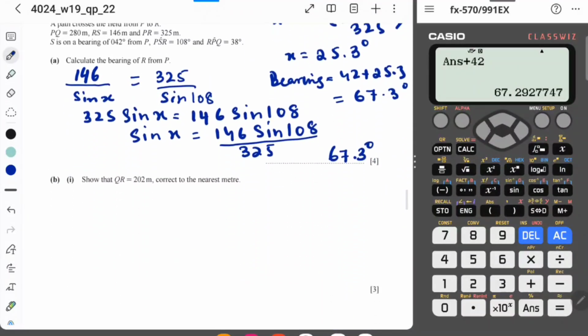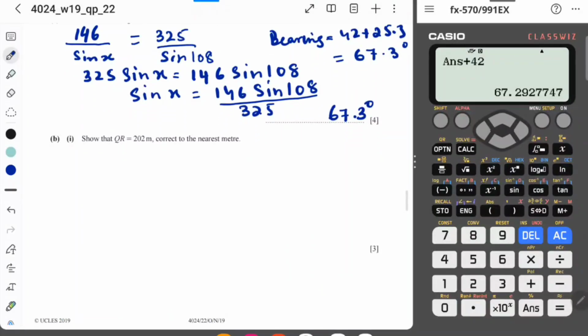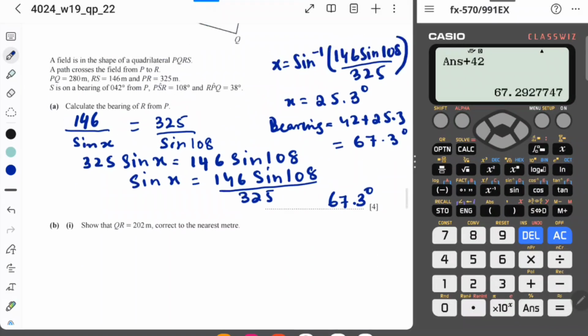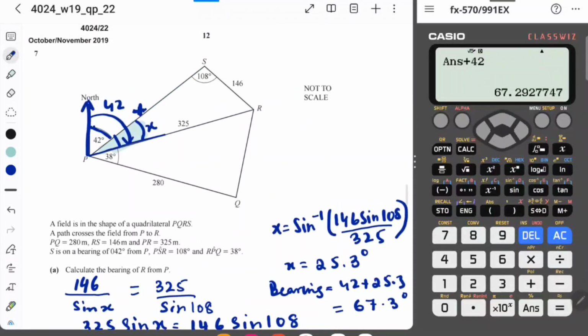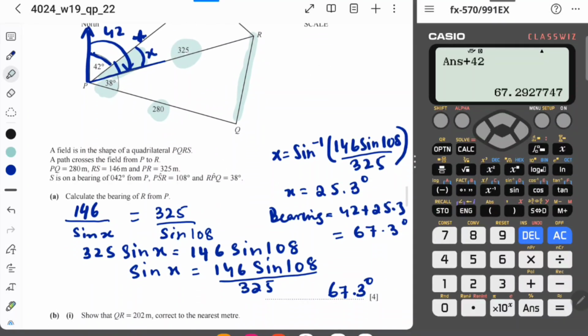Now part B, show that QR equals 202 corrected to the nearest meter. So QR, just check what is QR here. QR is this side, where we have two sides and the included angle, so obviously the cosine rule is applicable. Let's substitute the numbers in the formula and find your answer. The two sides are 325 and 280, and the included angle is 38.